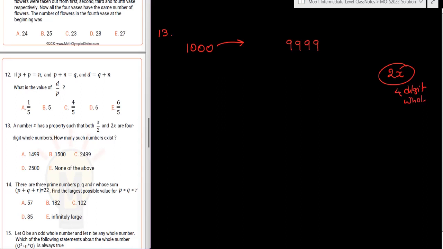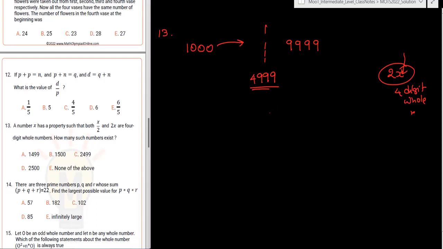4-digit whole number. See, if you take x anything more than 5000, if you multiply by 2, it will become 10,000, isn't it? So you cannot take anything more than or equal to 5000. You have to stop at 4999. Because the moment you take 5000, if you multiply it by 2, you're going to get 10,000, which is a 5-digit number. So you cannot go more than this. The x cannot be more than 4,999. Okay, that is one finding from this second part of the question.